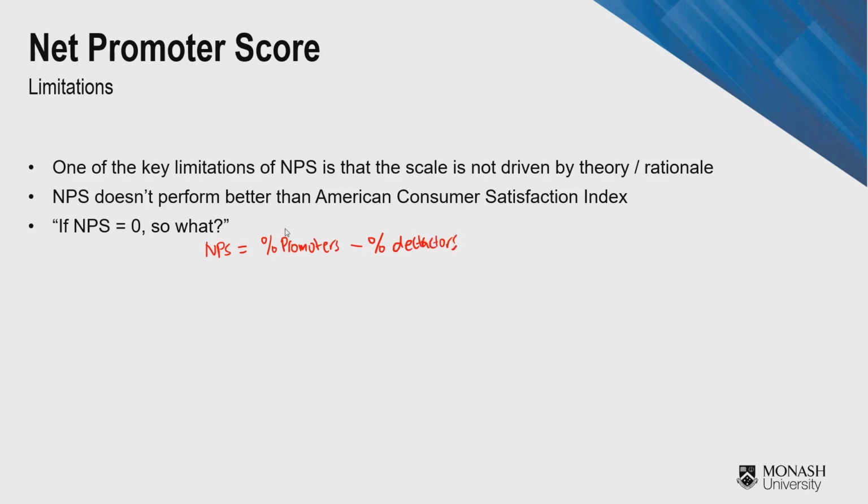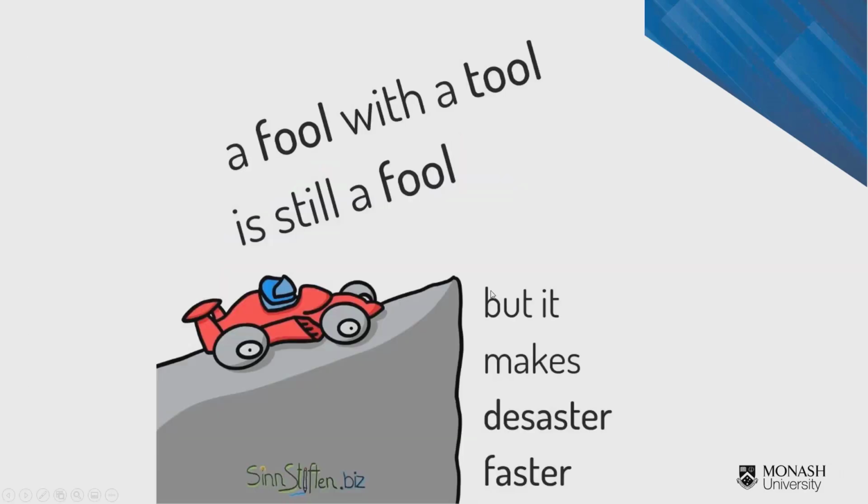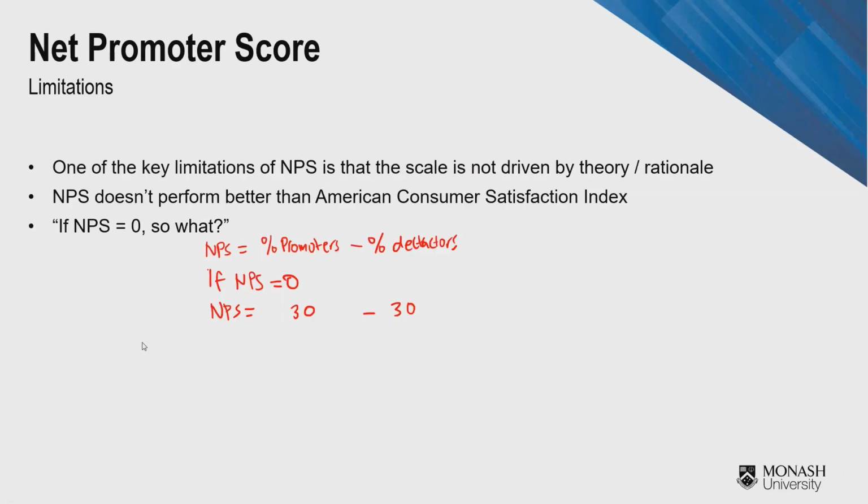Now, obviously, if NPS equals 0, for example, there could be 30 promoters and 30 detractors, which will give you 0. Or it could be because of 50 and 50, which could still give you 0.